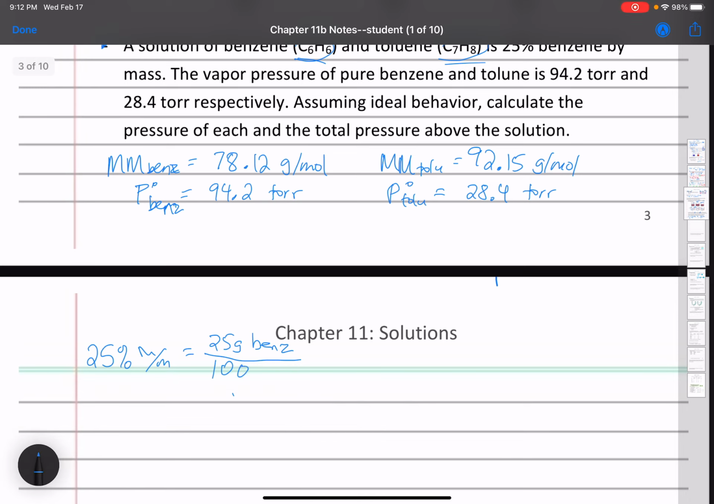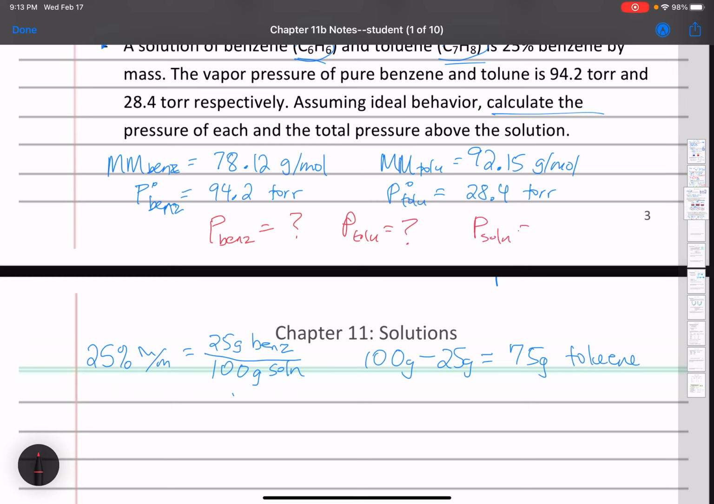25 grams of benzene per 100 grams of solution. All right. And if we have 100 grams of solution with 25 of those grams being benzene, it means that 75 grams is toluene. All right, so we've got 25 grams of benzene and 75 grams of toluene. Awesome. And we want to calculate the pressure of each. I'm going to do this in red here. I'm going to write what we're looking for. We want to know the pressure of benzene and the pressure of toluene and the total pressure over the solution. All right, so we're going to need to find each of these and then add them together to get the pressure of the solution. So I want to use Raoult's law to find the pressure of each of these.